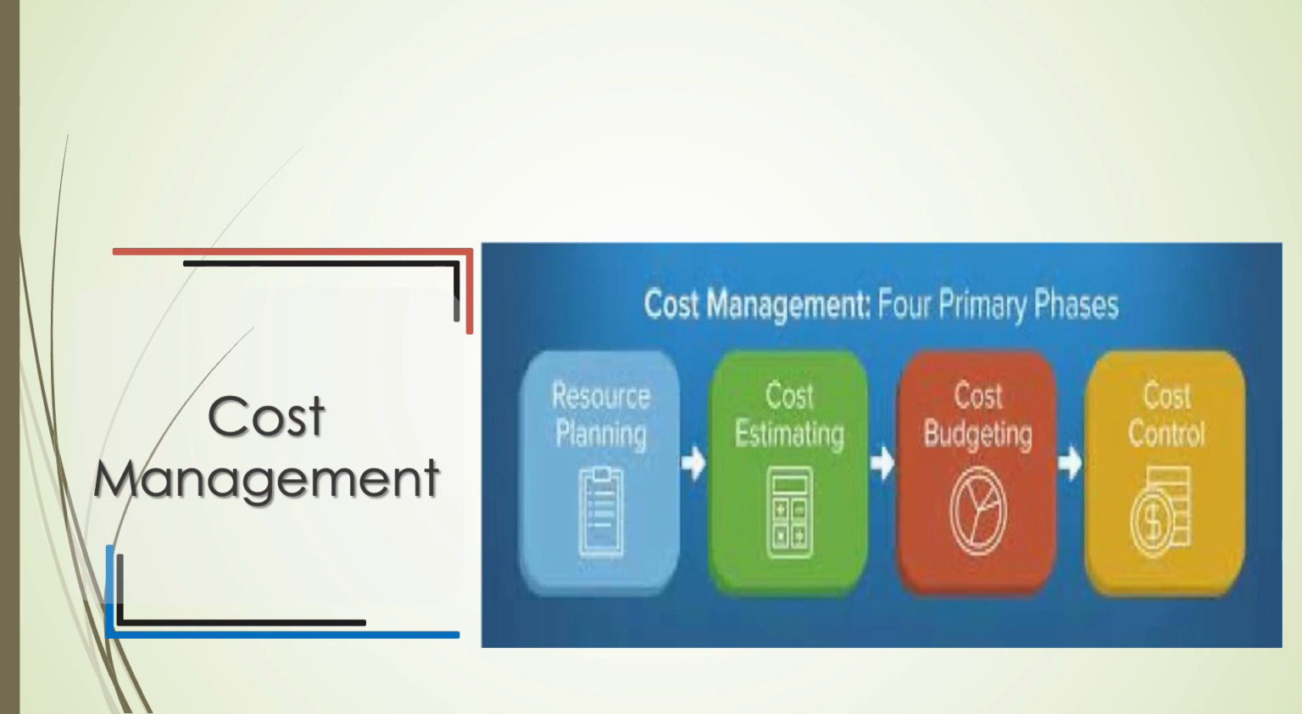Cost budgeting consolidates individual cost estimates into an authorized cost baseline, ensuring fund allocation matches project phases. Finally, cost control monitors cost performance, detects variances from the baseline, and implements corrective actions, enforcing strict financial discipline to prevent overruns and protect project profitability.